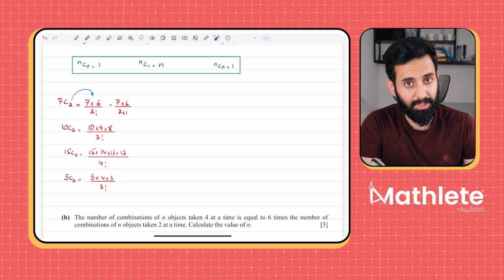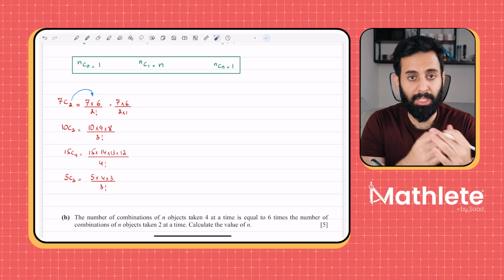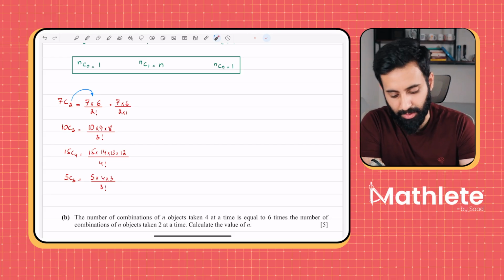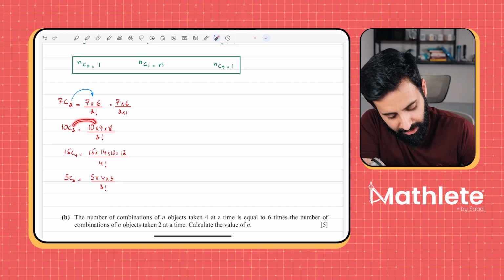But if it's 7C2, you'll have 2 terms in the numerator starting with 7, and the following term will be 1 less than 7. And in the denominator, you'll have the factorial of 2. So you can see that in the denominator, you have 2 factorial. So 10C3, you have 3 terms in the numerator, and in the denominator, you have the factorial of 3.